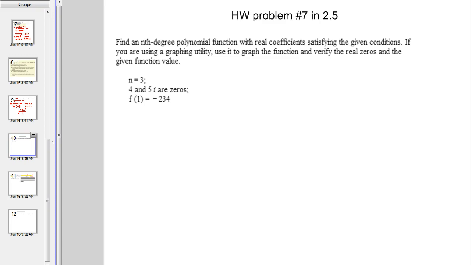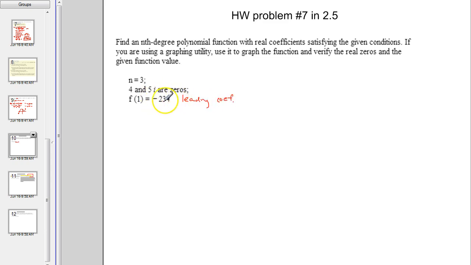All right, this is problem number 7 in your 2.5 homework. So this is one where you're working backwards. You're given the zeros and you're trying to go back to come up with the polynomial. So we know that we're degree 3 and these are zeros, and then this is going to give us the leading coefficient. Okay, that's what we're going to use that for.